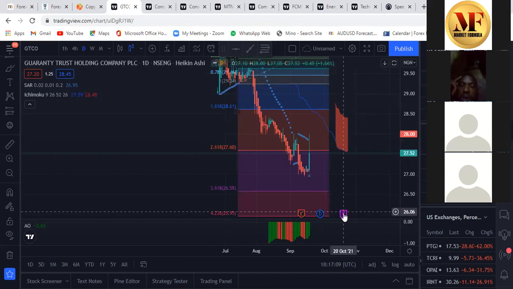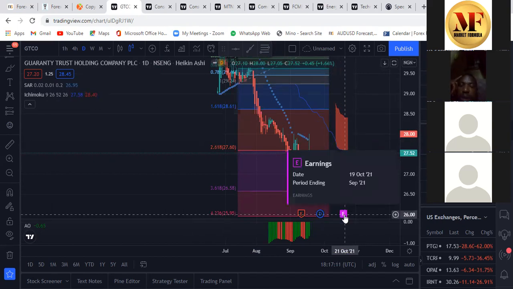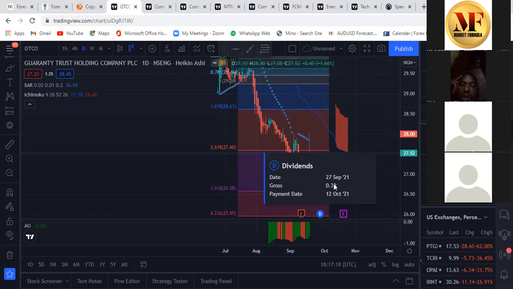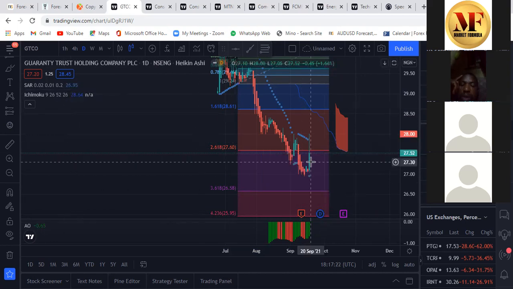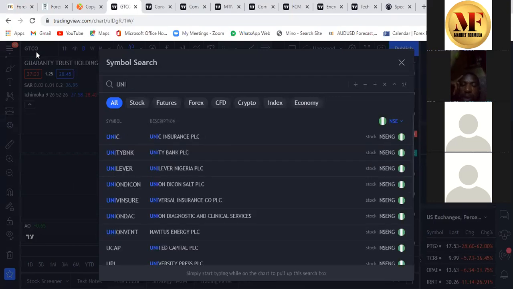The trend is down. We are expecting earnings around the 21st of October. Okay, this dividend, I think this is what makes the price go up. Let me look at Union Bank.